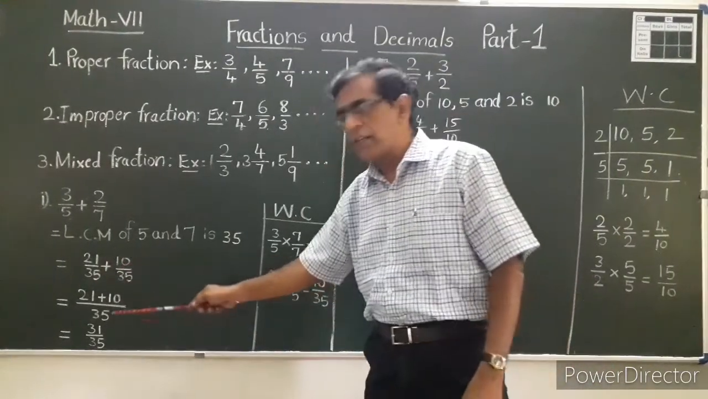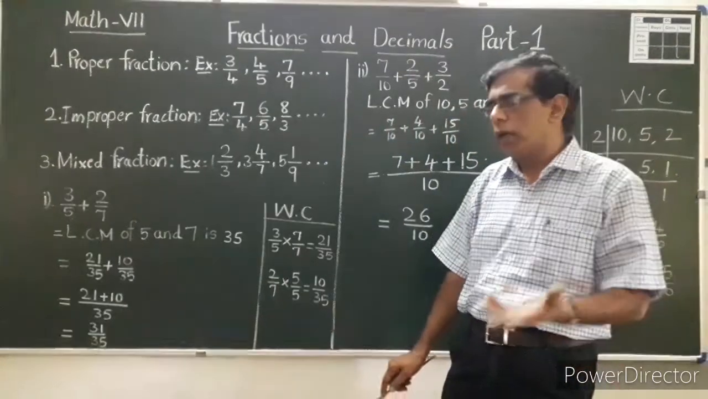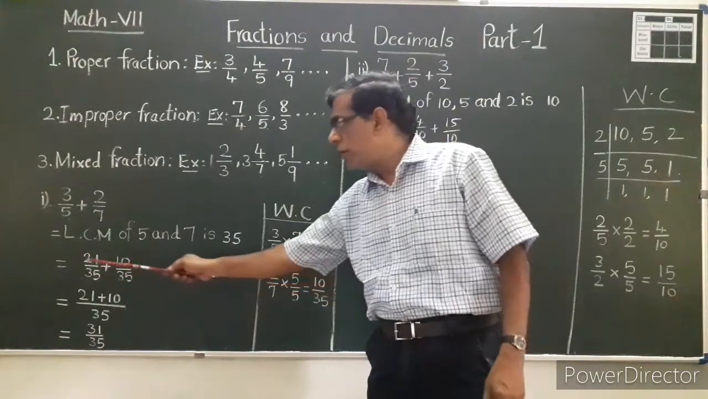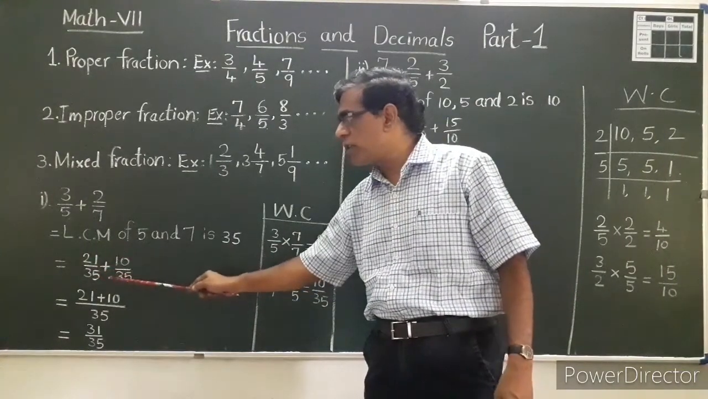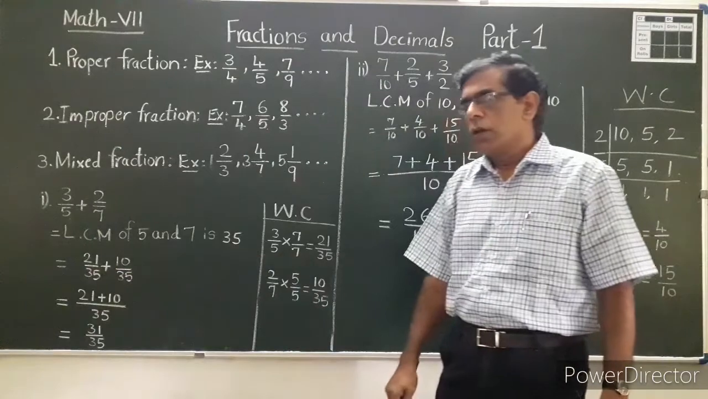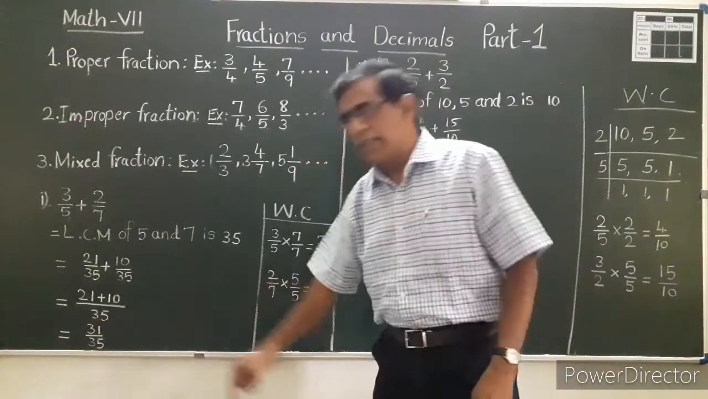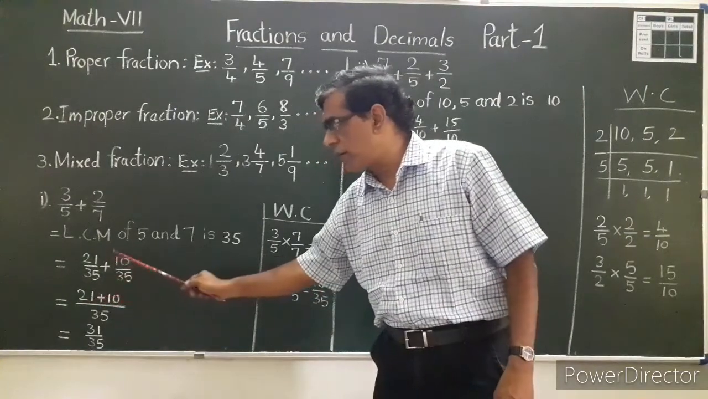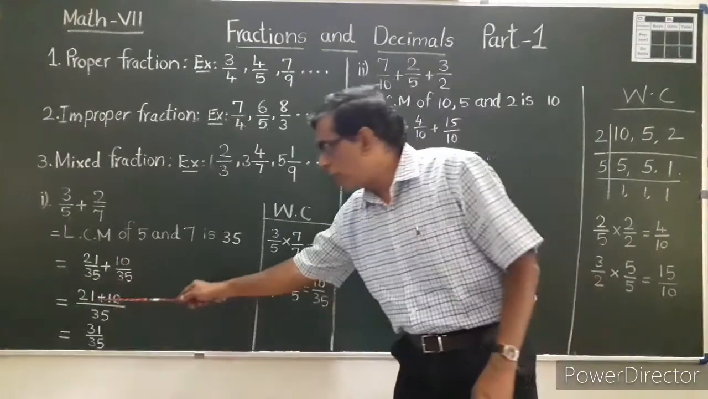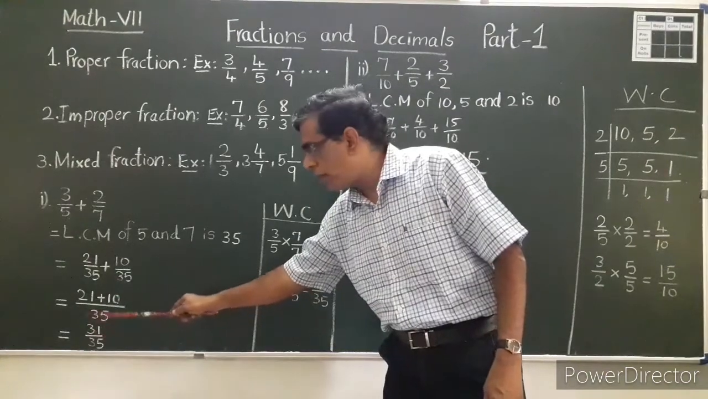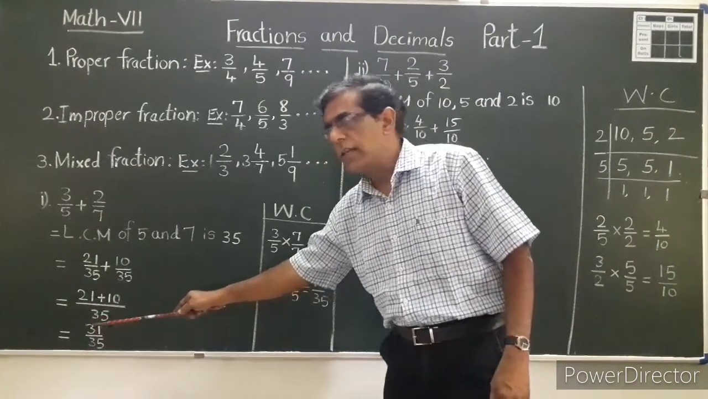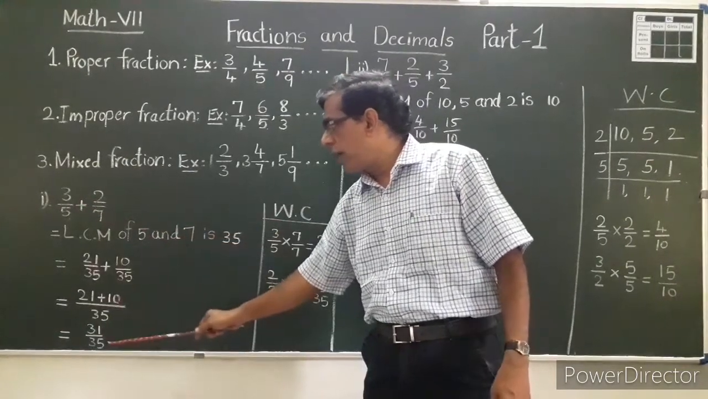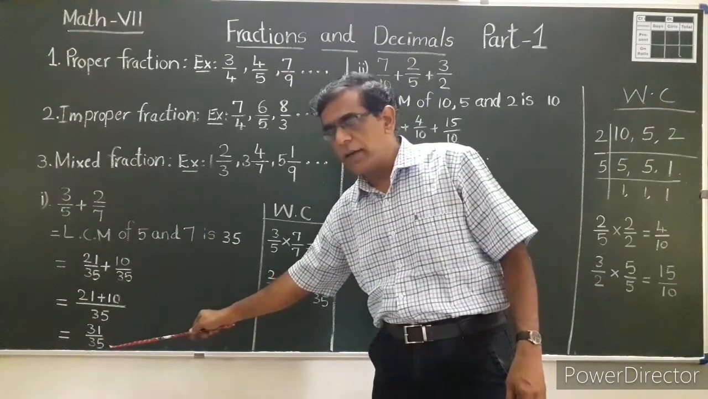Now these two fractions are like fractions because both the denominators are the same. So 35 is the LCM. We add the numerators: 21 plus 10. The sum of these two is 31, divided by 35 as it is. The sum of 3 by 5 and 2 by 7 is 31 by 35.